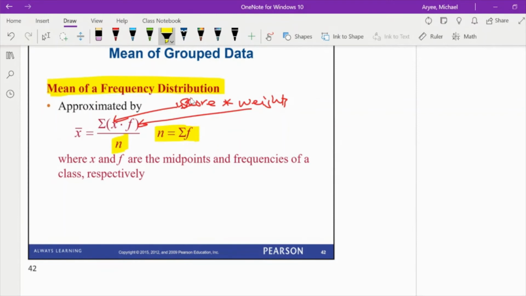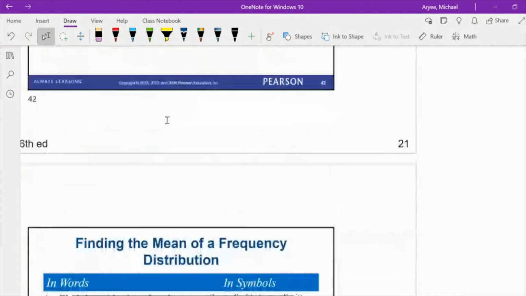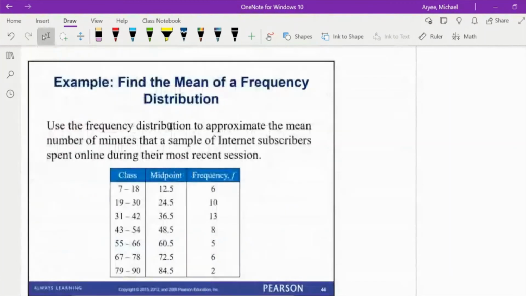Now, in a group frequency, your x value is a midpoint, and that's what we're going to be doing next. In the group frequency, your x values are the midpoint. So let's see this question.